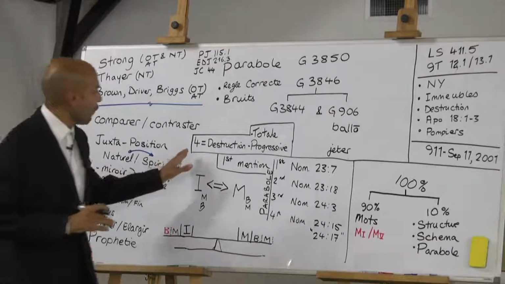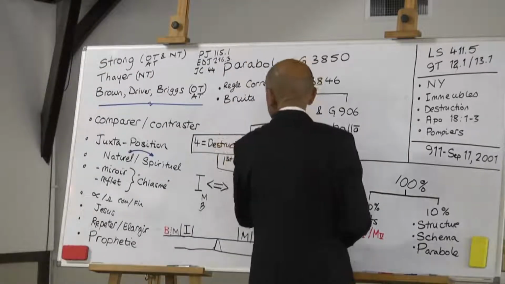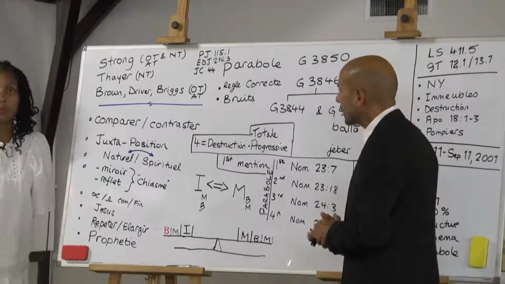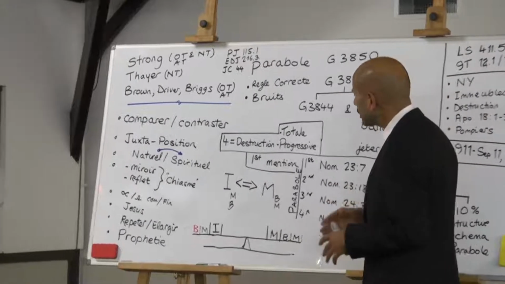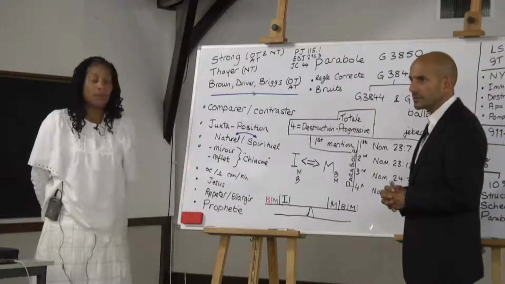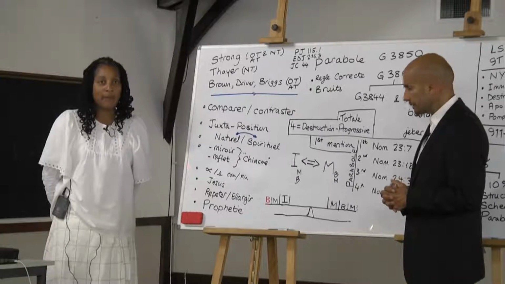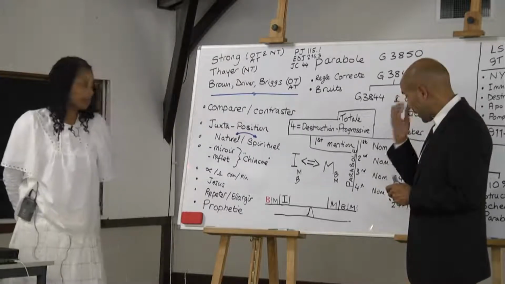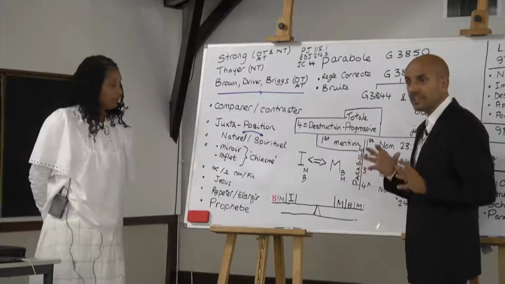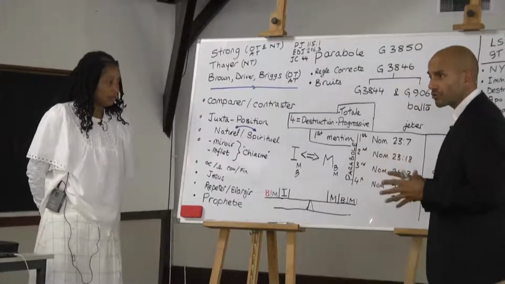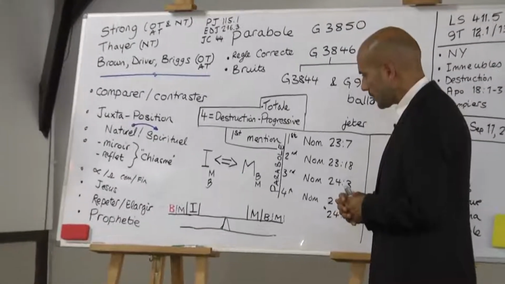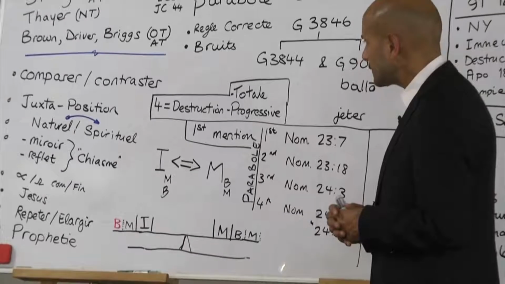And I've said the number 4 is a symbol of progressive destruction. By the time you get to the 4th and last phase, it becomes a total destruction. When you go to Numbers 24, verse 17 and 18, you see that total destruction being portrayed.